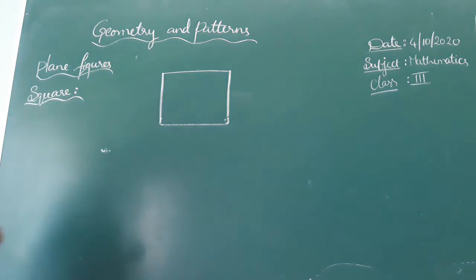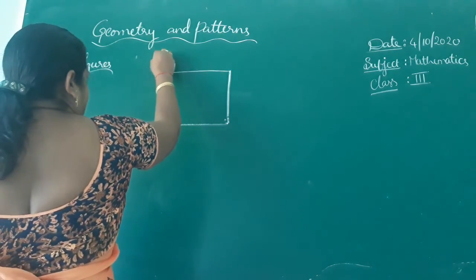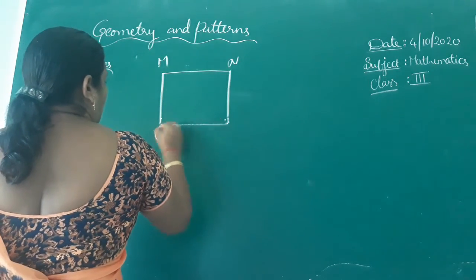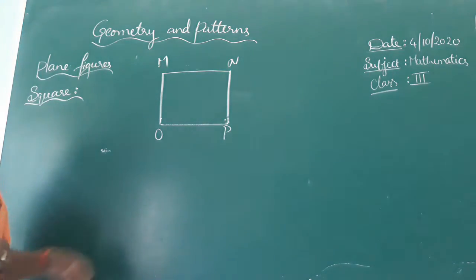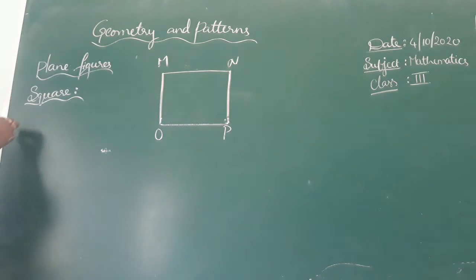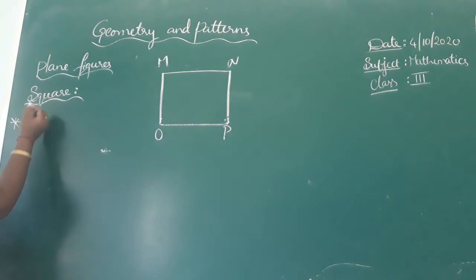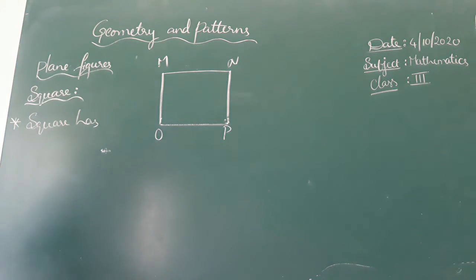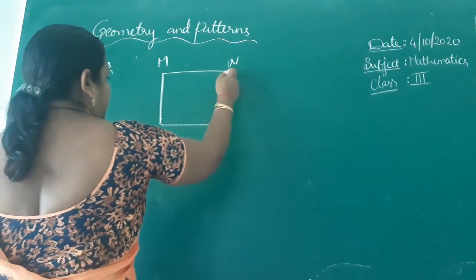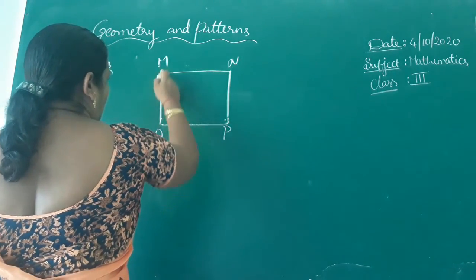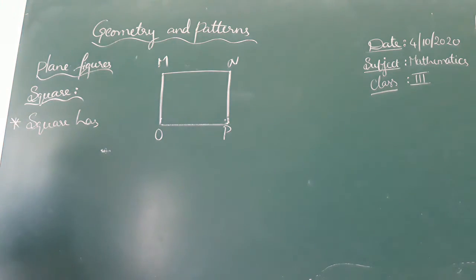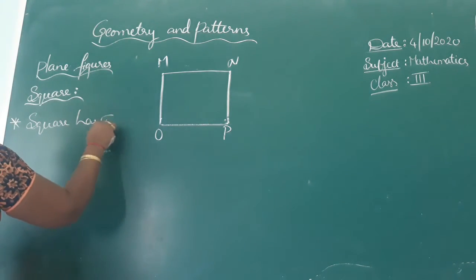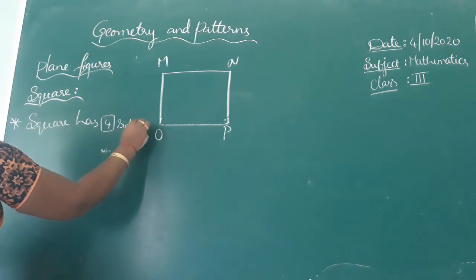This is a square. I will give it the name MNOP. This is a square. In a square also, how many sides are there? MN, NP, PO, OM. So how many sides are there in a square? A square has 4 sides.